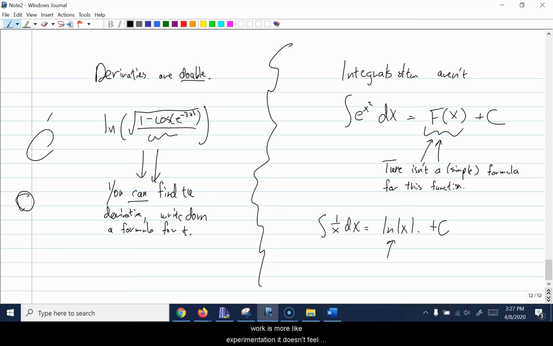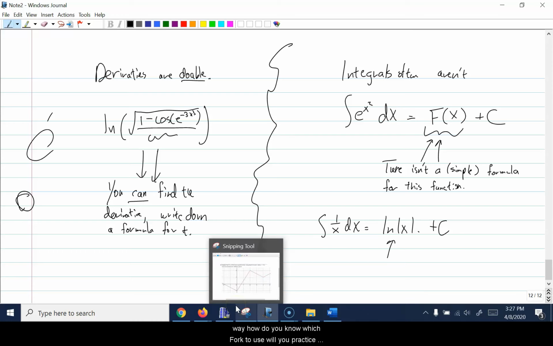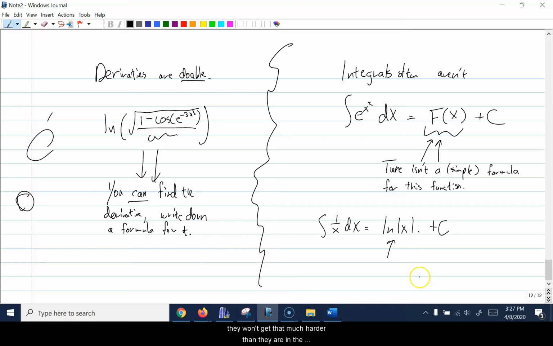It's more like experimentation. It doesn't feel like math as you know it. Usually you think of math problems as things where you do the steps and you get to the answer. This is more like real math in the sense that I think of math, where you have a thing you want and you know some tricks and you see if the tricks work. Maybe you use the trick this way. How do you know which trick to use? Well, you practice. They won't get that much harder than they are in the homework, but this is a fundamentally different and harder thing than derivatives.